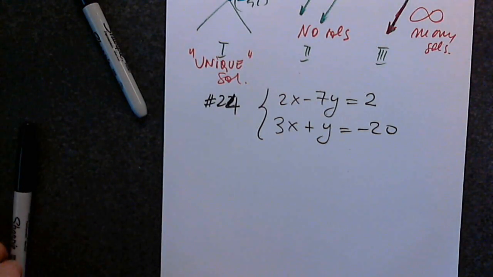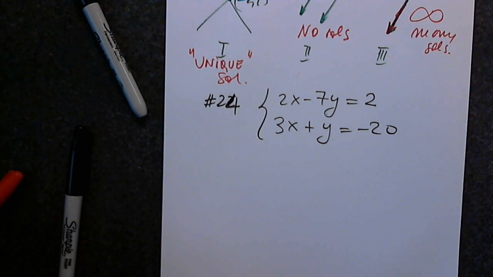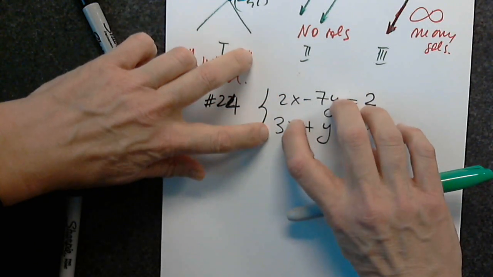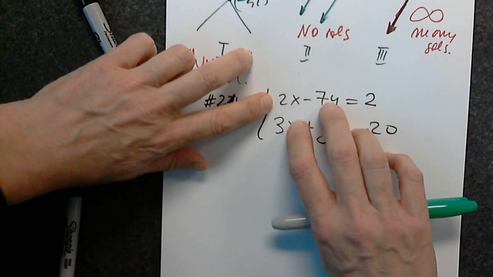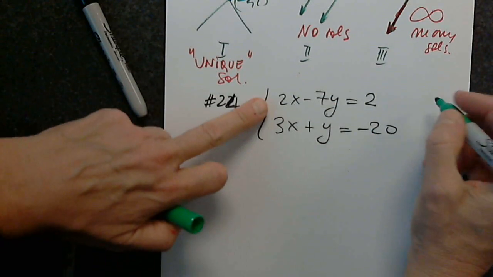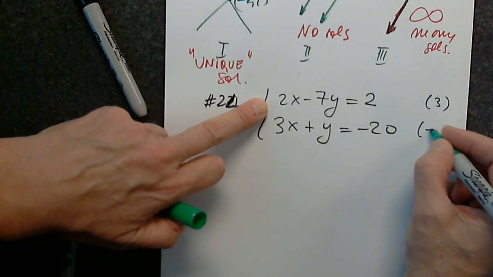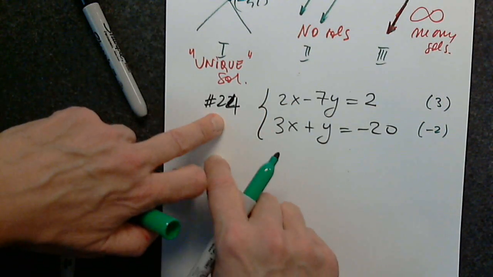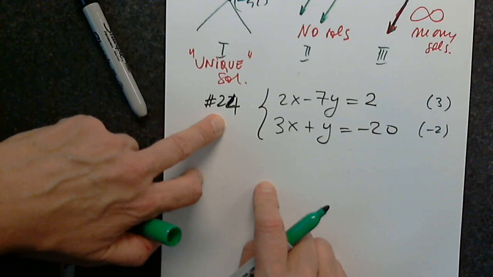Okay, in this situation, we're asked to use elimination. I'm looking at the coefficients, 2 and 3. If I choose to eliminate x, I will have to multiply maybe this one by 3 and this one by -2 to change this into a 6 and this into a -6. So when I add them, it goes away.